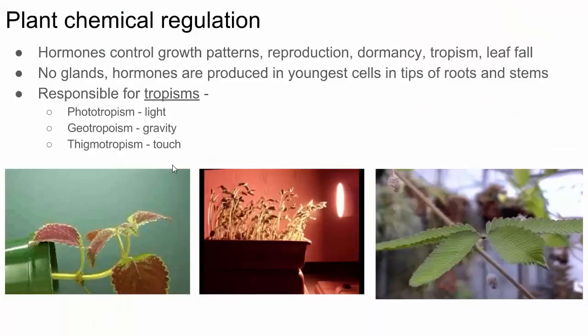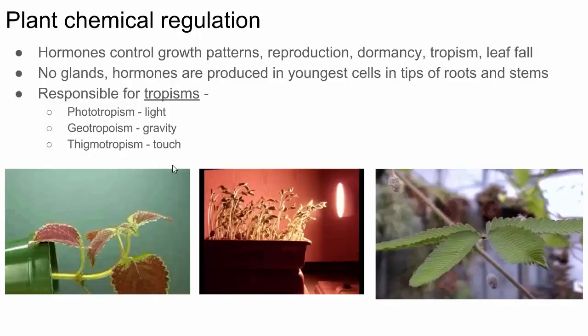All right, let's finish up here. So plants have hormones as well. You may not think about it. Plants have hormones that regulate growth, reproduction, dormancy in seeds, and tropisms and leaf fall. Now they don't have glands like other animals do, but they have hormones that are produced in very young cells in the root tips, and these hormones can change the growth of the plant.